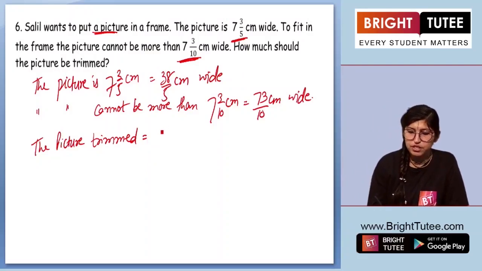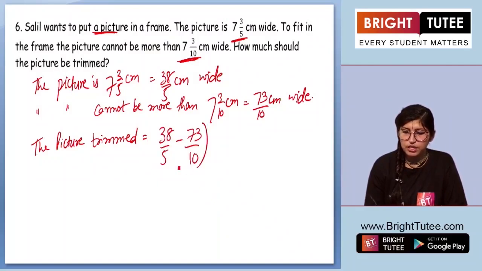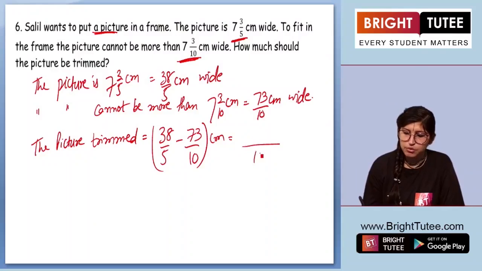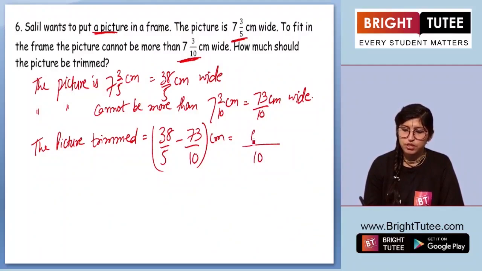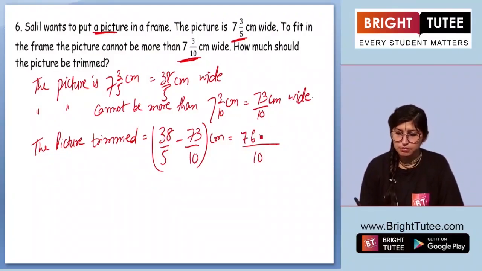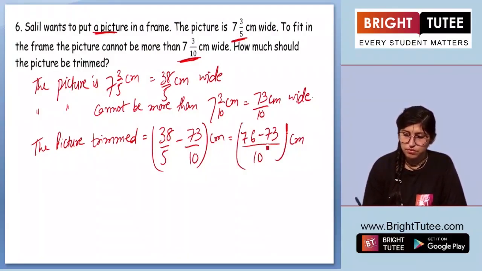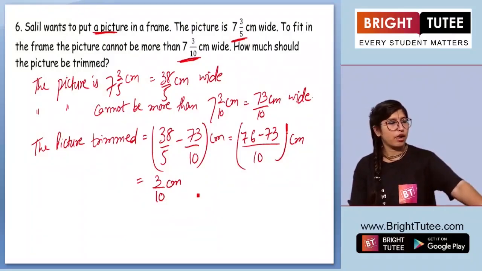So the picture is 38 upon 5 minus 73 upon 10 centimeters. So this is how the picture should get framed. We'll be taking the LCM, which will be 10. So 10 divided by 5 is 2. 38 times 2 is 76, minus 73. So we are getting 3 by 10. So the picture should get trimmed 3 by 10 centimeter.